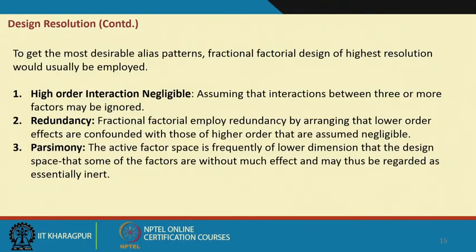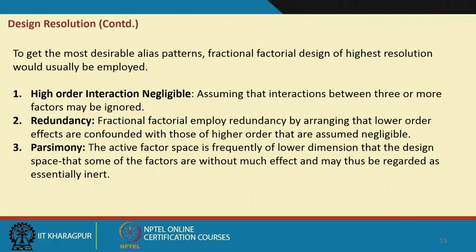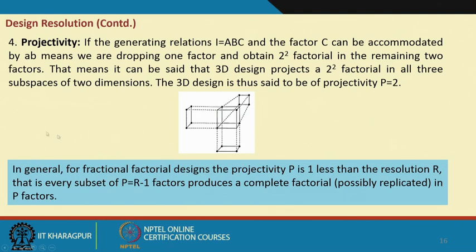So, I already explained most of the things like higher order interaction negligible, redundancy, that means a fractional factorial design employs redundancy in arranging that lower order effects are confounded with those of the higher orders that are negligible. Parsimony: the active factor space is frequently of lower dimension than the design space, meaning if you have many factors, the design space is a bigger one, but the actual active space will be lower than the bigger one. And then projectivity is an important one.